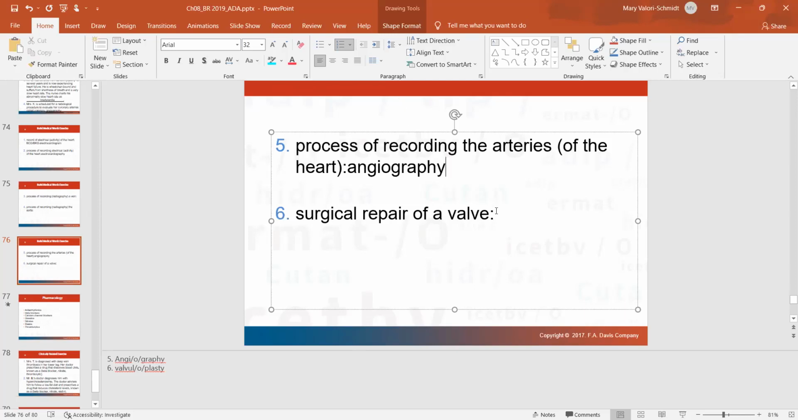And then if we have to surgically repair one of the valves in your heart, the most common ones would be the mitral valve, which is actually the most common, and or the aortic valve. If we have to fix it, we're doing a valvuloplasty.